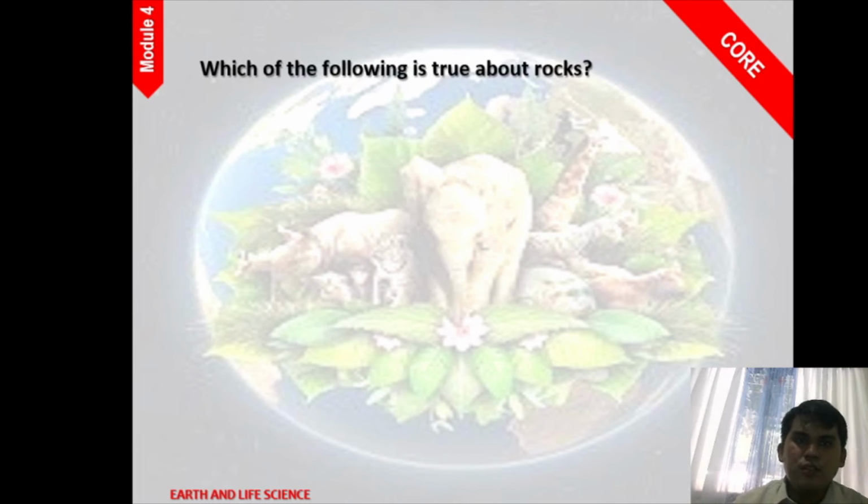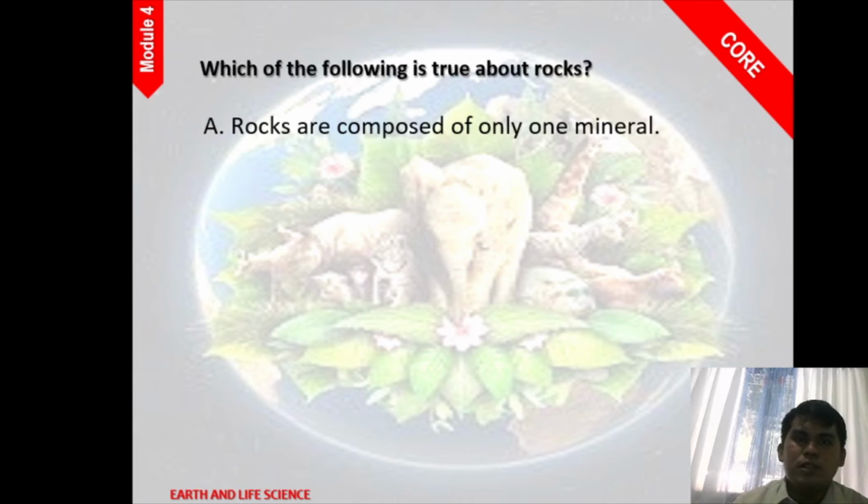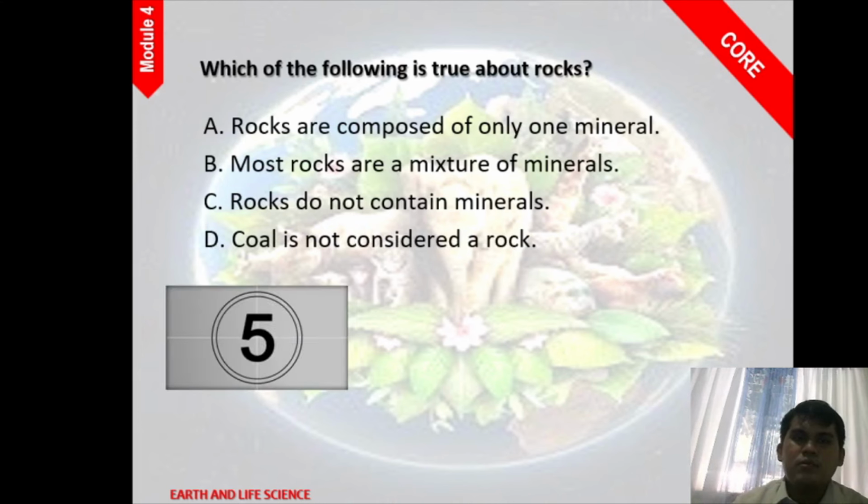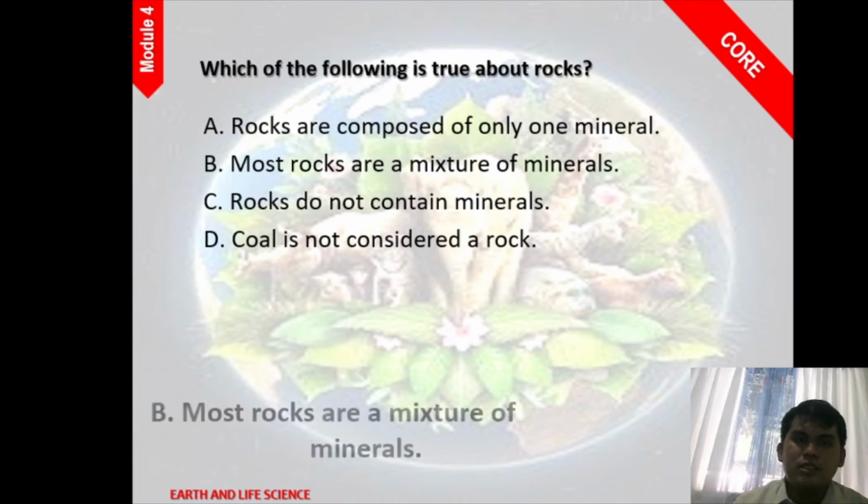Which of the following is true about rocks? Is it A, rocks are composed of only one mineral, B, most rocks are a mixture of minerals, C, rocks do not contain minerals, or D, coal is not considered a rock? Correct answer is letter B. Most rocks are a mixture of minerals.